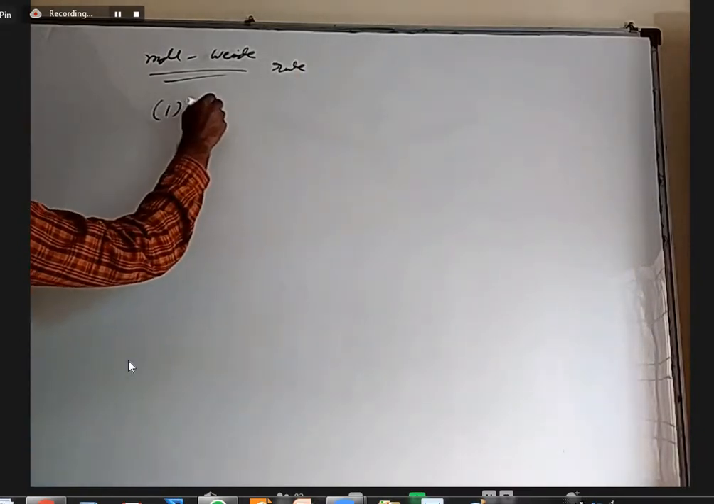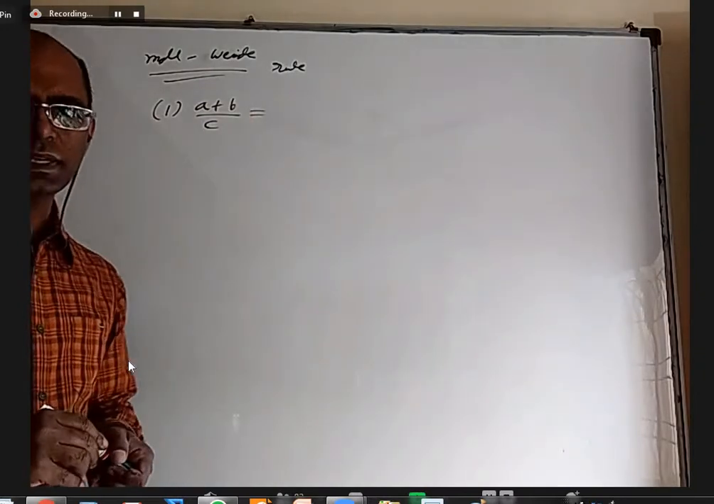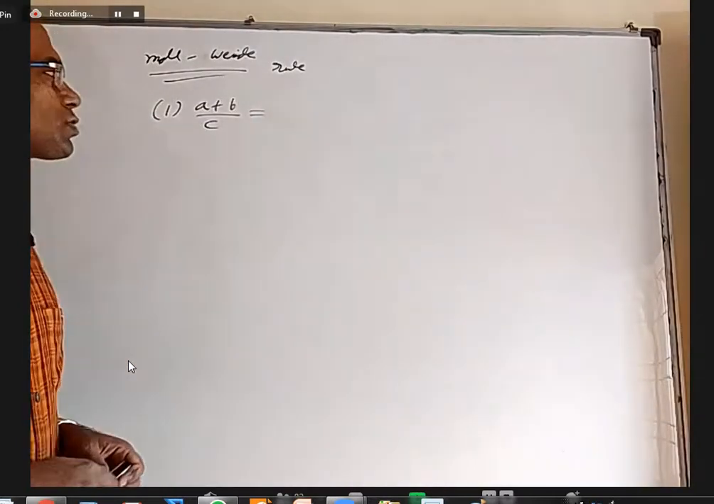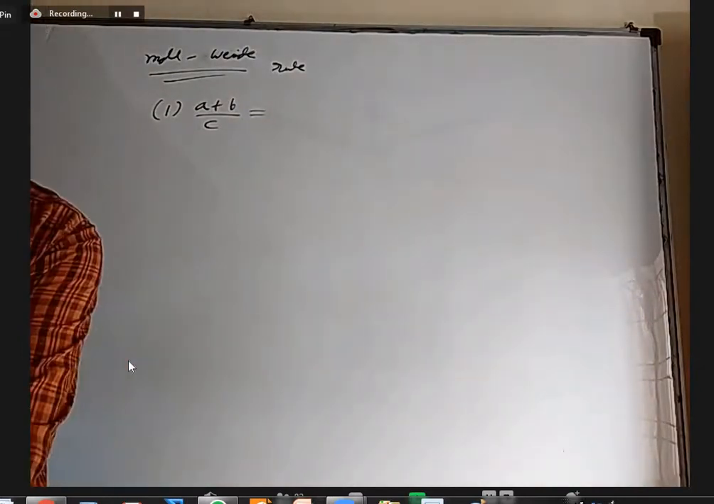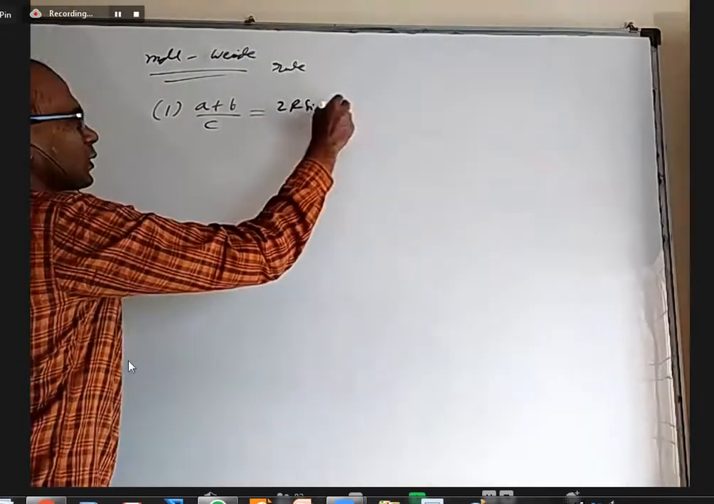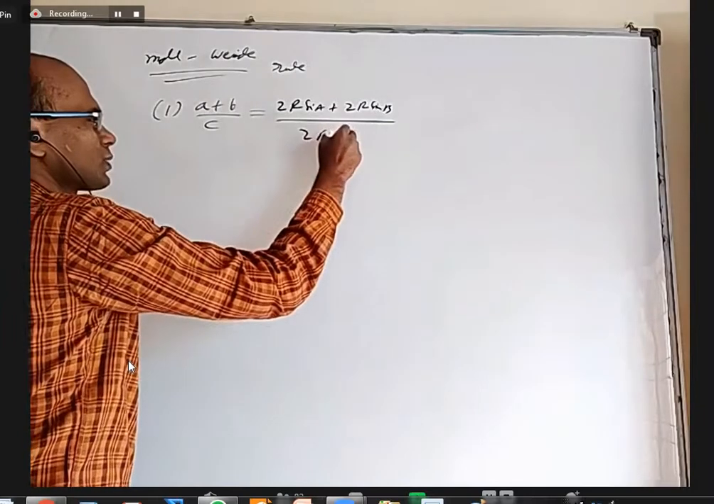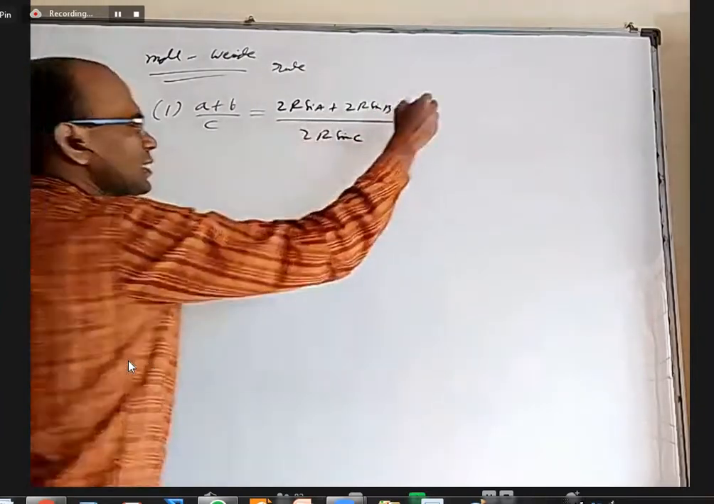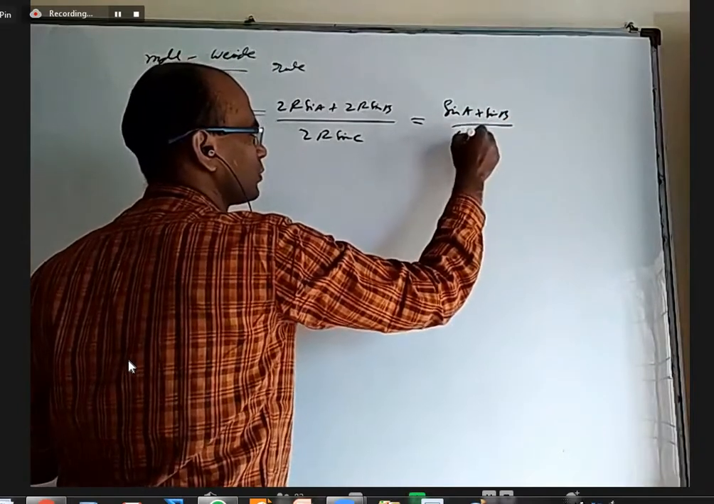The formula is very simple: (a plus b) by c, which can actually be derived using the sine rule only. So I'm not just stating the formula; I'm deriving it also. a you can write as 2R sine A, b as 2R sine B, and c as 2R sine C. After cancelling 2R, we get (sine A plus sine B) by sine C.